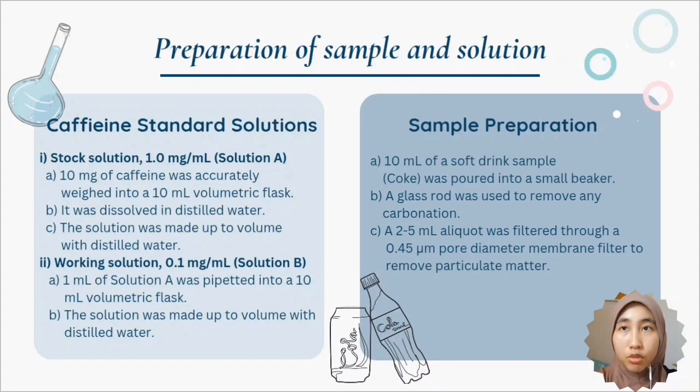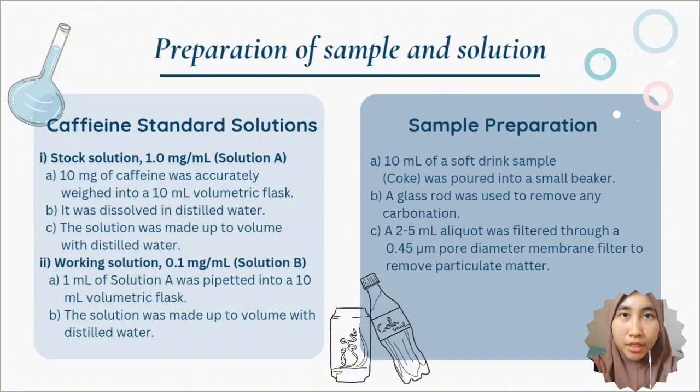Preparation of sample and solution. Caffeine standard solutions. Firstly, we're going to prepare the stock solution, solution A. 10 mg of caffeine was accurately weighed into a 10 ml volumetric flask, then it was dissolved in distilled water. After that, the solution was made up to volume with distilled water. Secondly, we're going to prepare the working solution, solution B. 1 ml of solution A was pipetted into a 10 ml volumetric flask. Then the solution was made up to volume with distilled water.